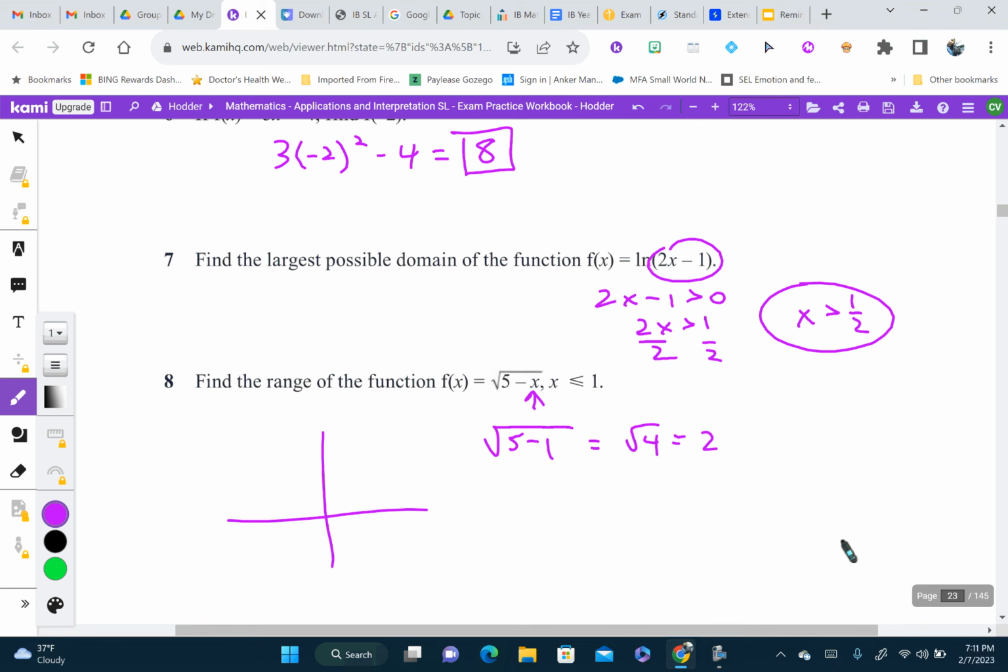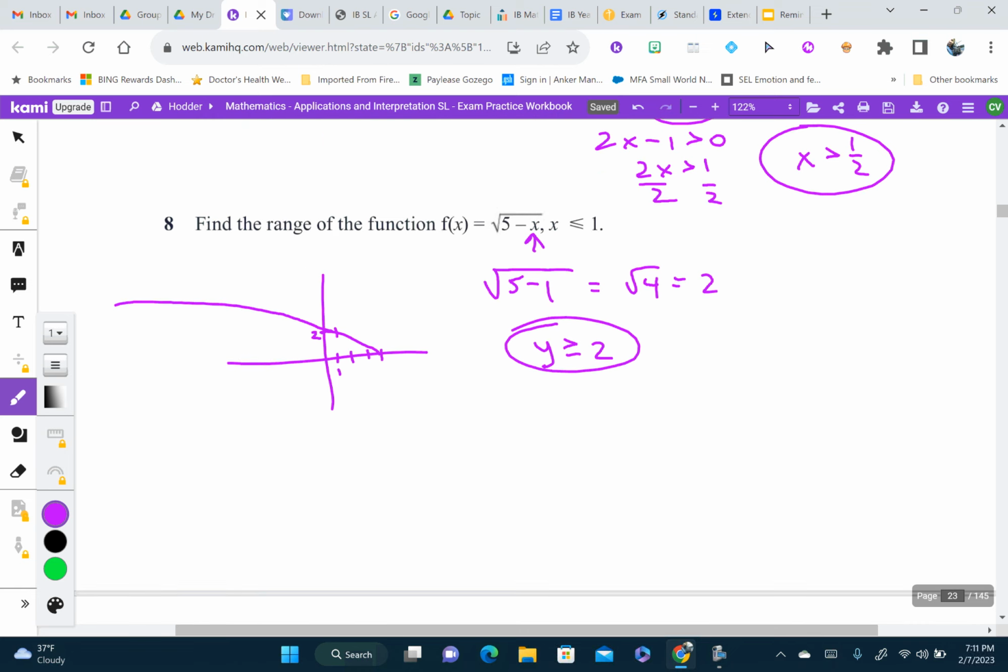So if I were to graph it, it's going to look something like this. So 5 minus, it's going to look something like that. And so at 1, right, at 1, we just found out that our y is 2. So this number right here is 2. So our range is going to be from 2 and higher. And again, if you look at the graph, you'll see a little bit better of what I'm talking about. So our range is y has to be greater than or equal to 2 for this function.